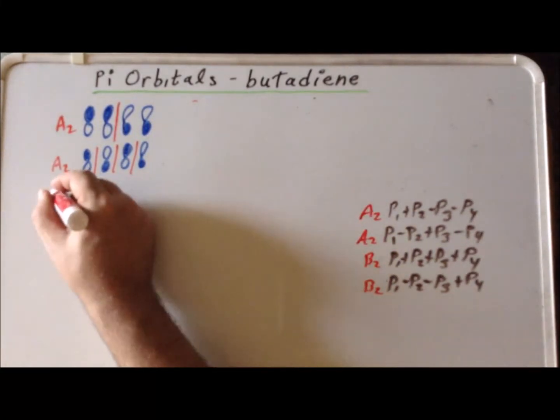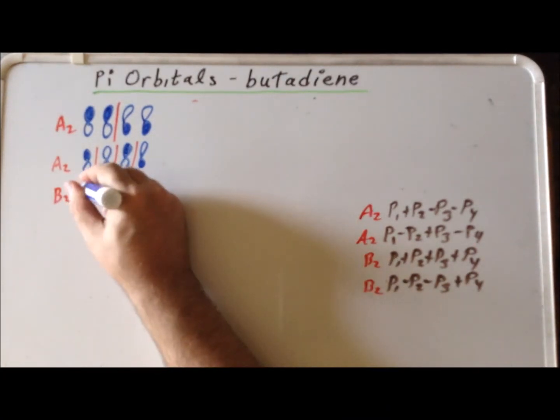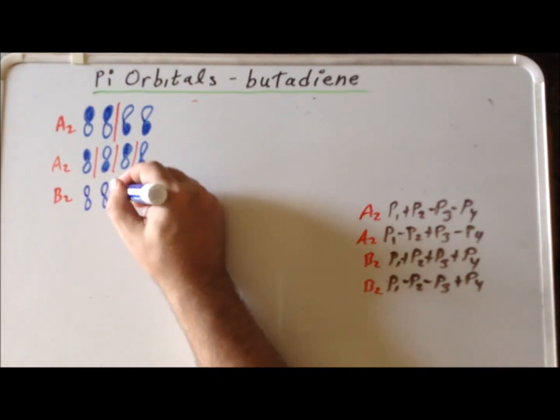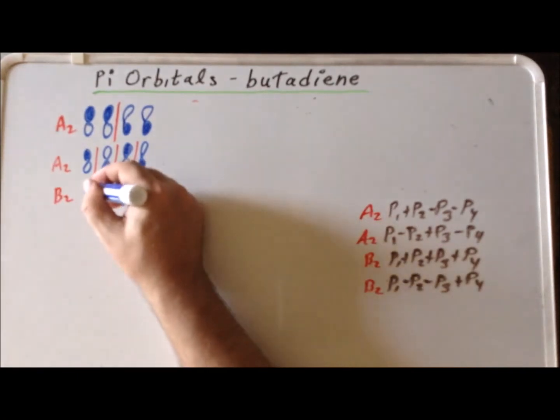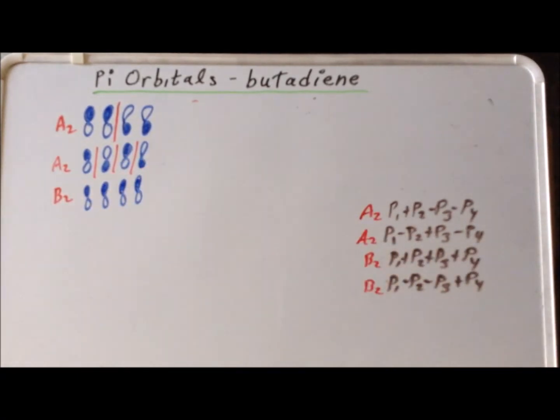Continuing for the first of the B2s, we have P1 plus P2 plus P3 plus P4. So they all have a positive coefficient. So that tells us that they are all completely in phase with each other. So we'll put the positive phase on top here. And since we have no changes of phase, this particular orbital has no nodes at all.